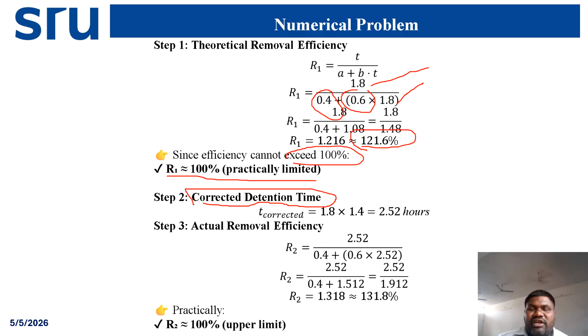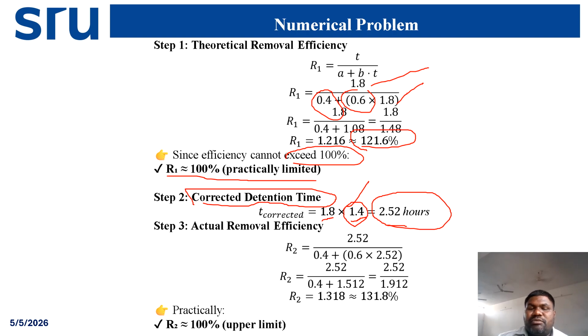Here the correction factor is given as 1.4 in the given question. So 1.8 is the theoretical detention time. Then for practical applications we are multiplying with the 1.4. Then it is coming around 2.52 hours.